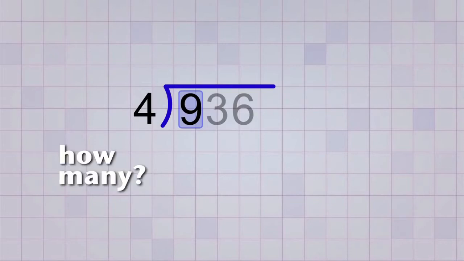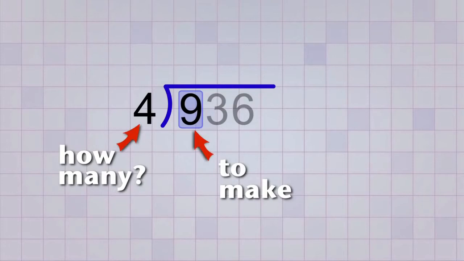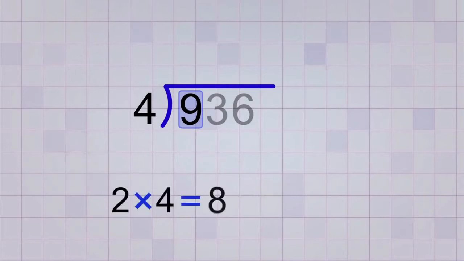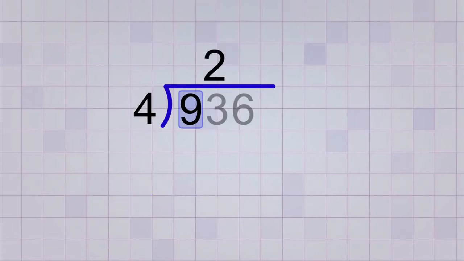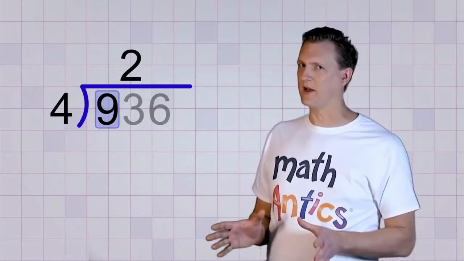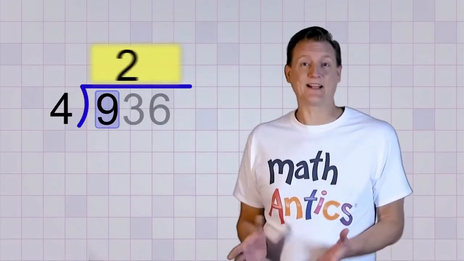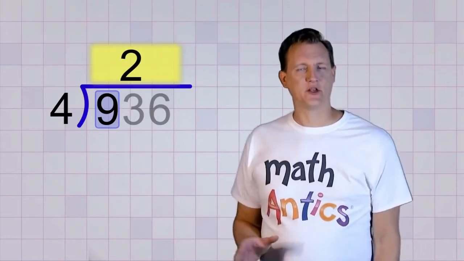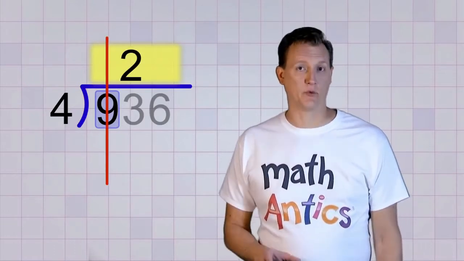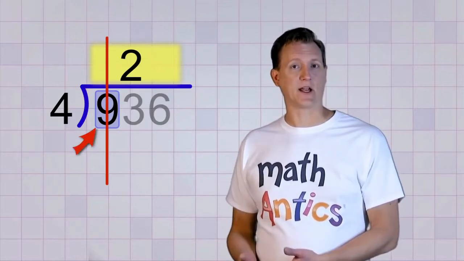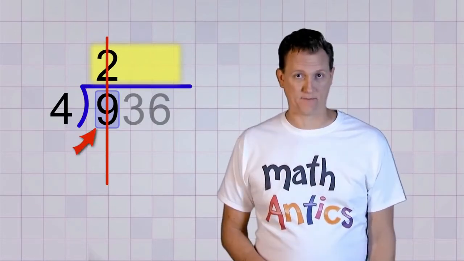So we ask, how many 4s will it take to make 9 or almost 9? Well, 2 4s would be 8, and that's almost 9. So just like before, we put the 2 in our answer spot on top of the line. But wait a minute, there's a lot of room up there. Where exactly do we put it? Well, the answer digit should always go directly above the digit we're dividing. Since we're dividing the digit 9, our 2 should go right above the 9.